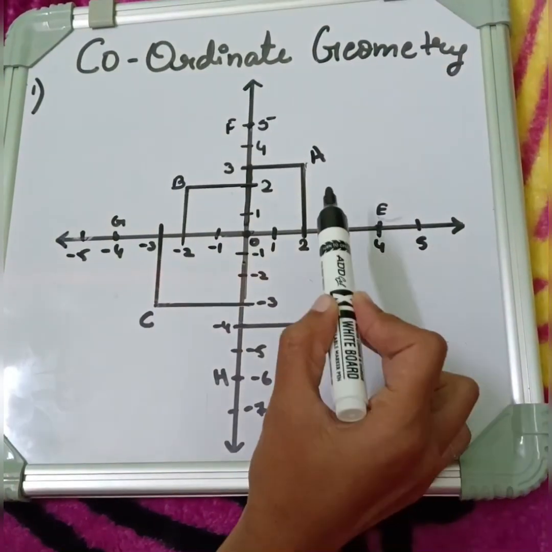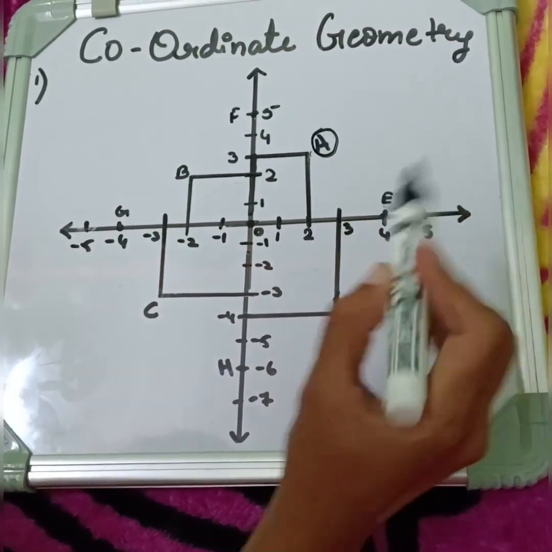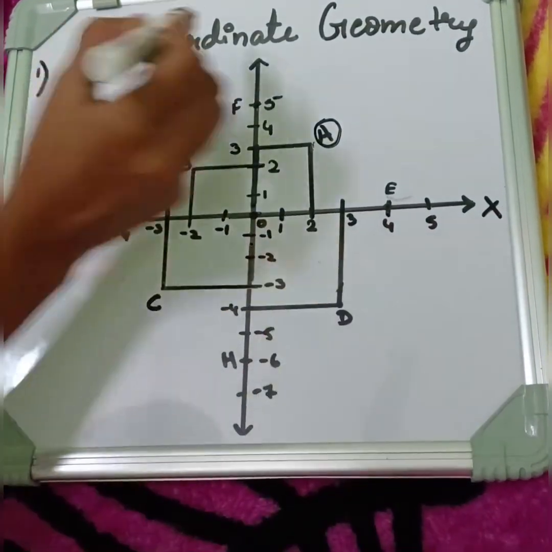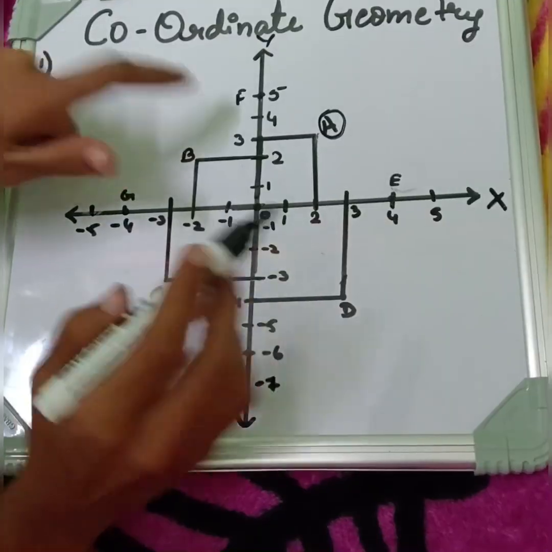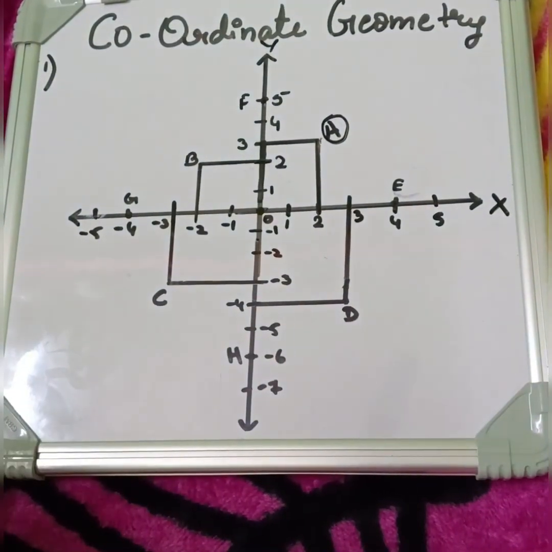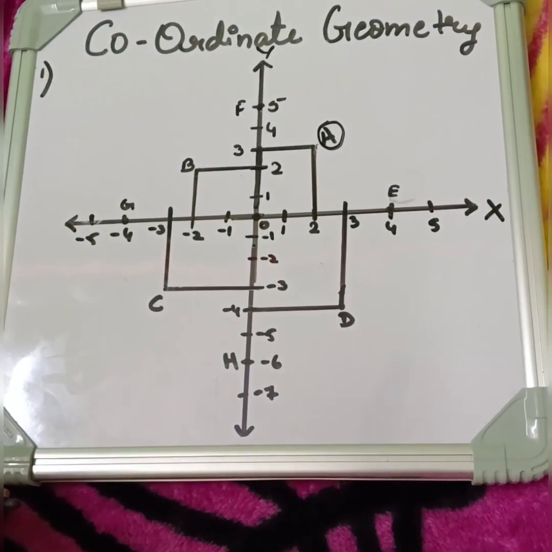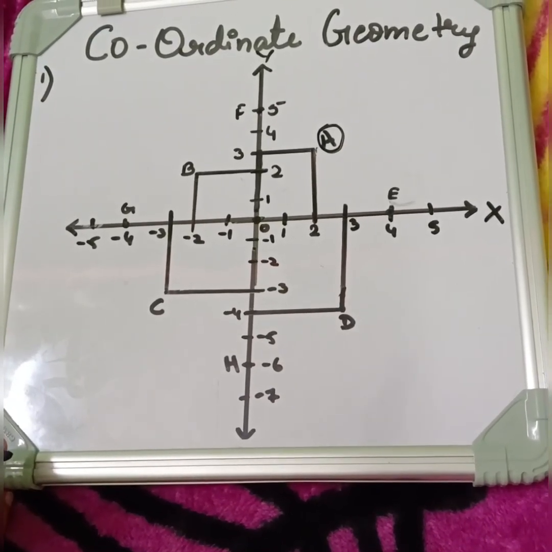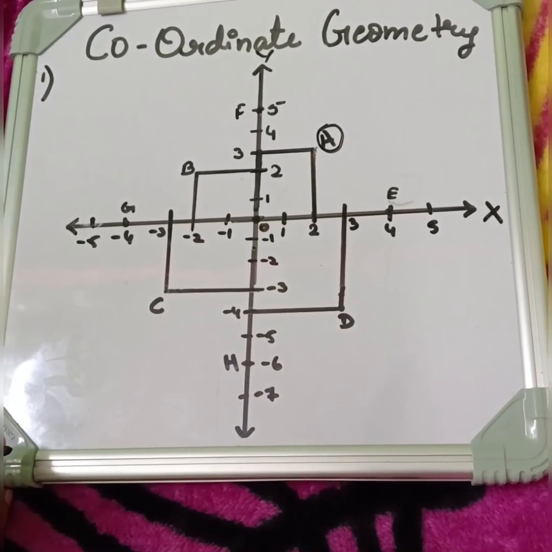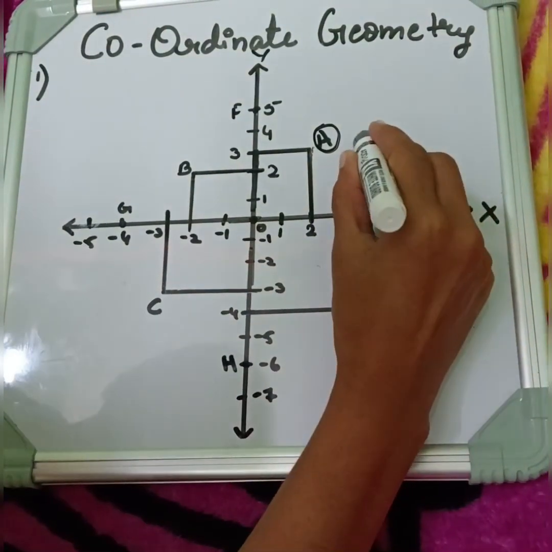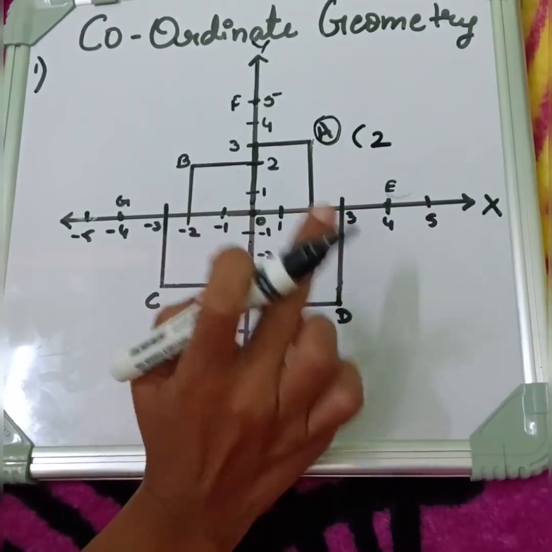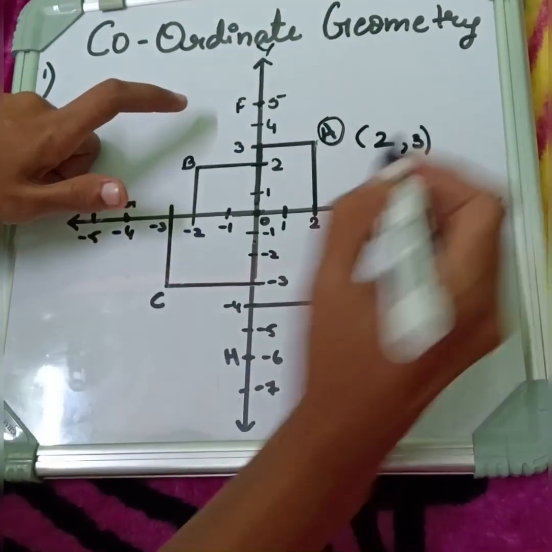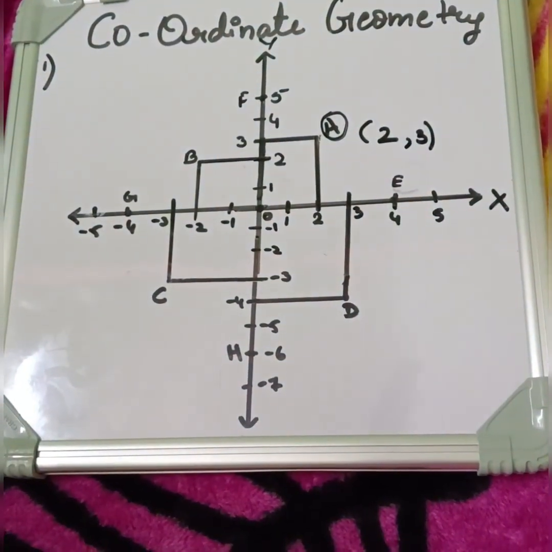I have labeled a point A. On the x-axis it is 2. On the y-axis it is minus 3. We already discussed how to write coordinates in algebraic form. First we write the x value, then the y value. As per that, let's write this point. First is 2 because it is on the x-axis side. On the y-axis it is minus 3, so 2 comma minus 3. We already learned how to write an ordered pair.